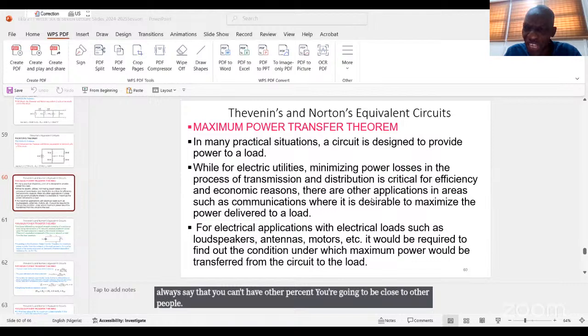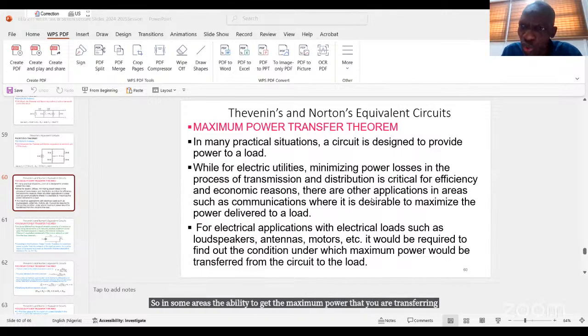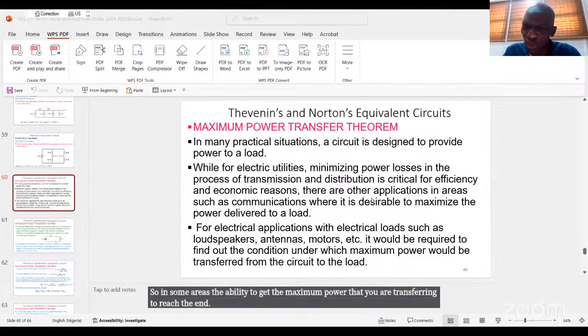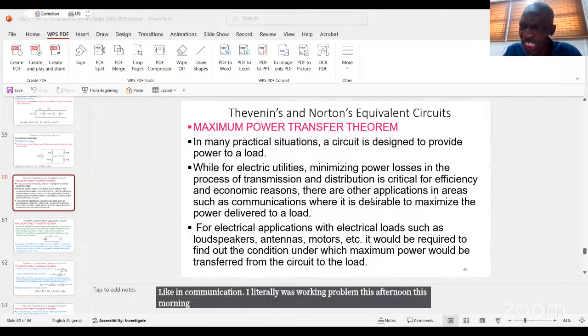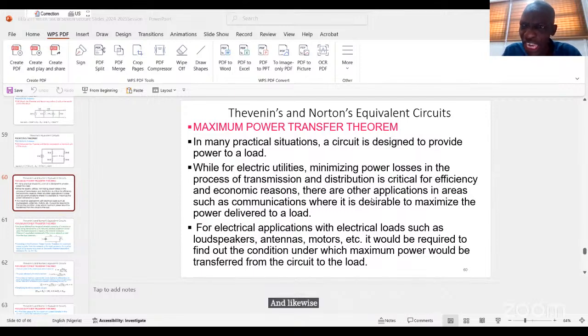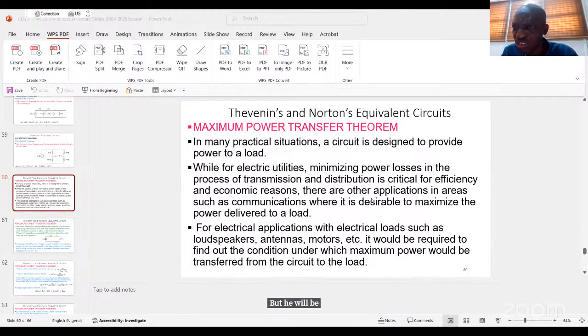So in some areas, the ability to get the maximum power that you are transferring to reach the end is very, very crucial, like in communication. When Ariori was working on a problem this morning, I told him I couldn't hear him clearly. And likewise, every other audience could not hear him audibly and very loudly. But he will be hearing himself clearly where he was, but it is just the transmission process.